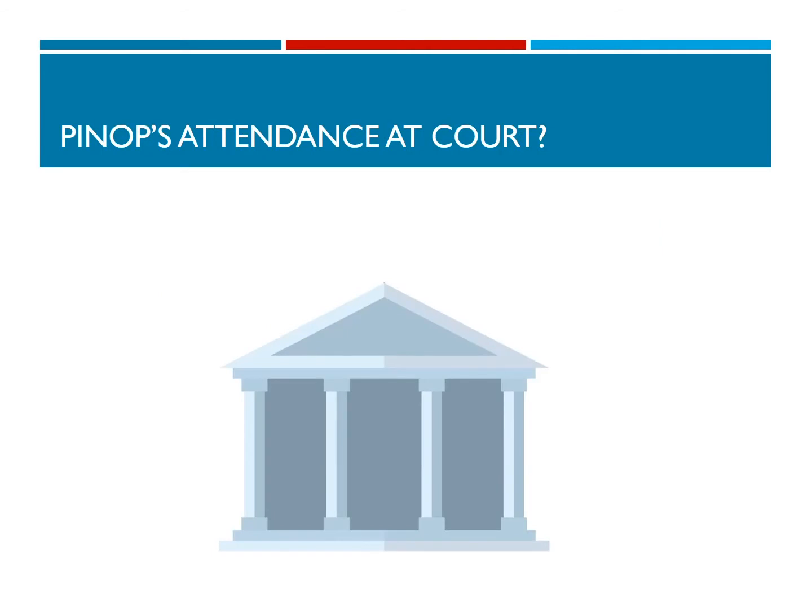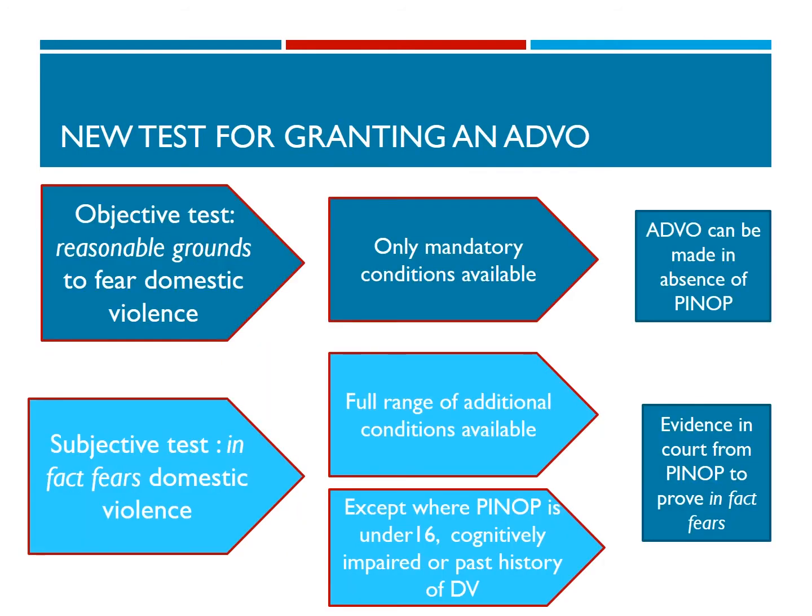But first, to a key question that arises as a result of the recent changes: does a victim still need to come to court and give evidence where the respondent has not consented to the ADVO? Strictly speaking, as long as the court is satisfied that there are reasonable grounds to establish fears of domestic violence, it can now make an ADVO in the absence of the PINOP because of the new test and because of a new Section 57A of the Act. That section states that if either the PINOP or the respondent are not in court for the hearing, the court can go ahead and determine the ADVO application as long as each absent party had notice of the hearing and it's otherwise in the interests of justice to do so.